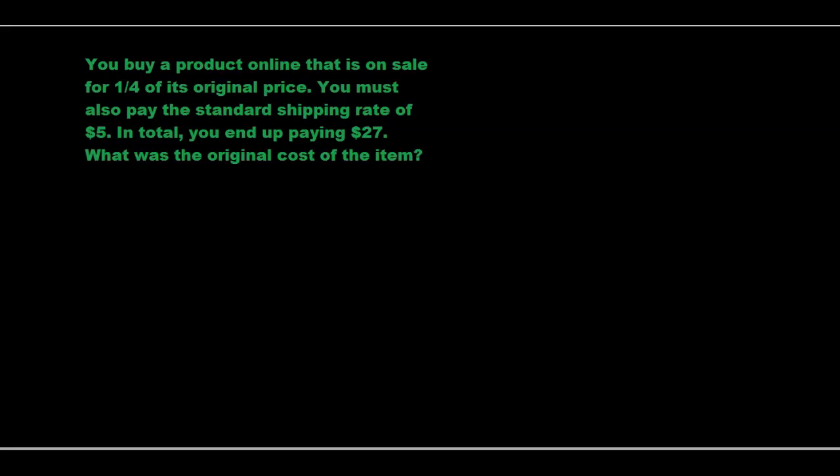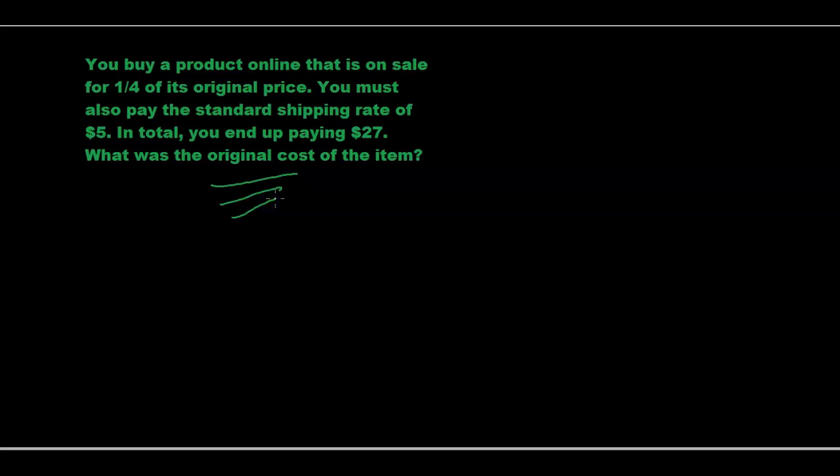All right, so let's read here. You buy a product online that is on sale for 1/4 of its original price. You must also pay the standard shipping rate of $5. In total, you end up paying $27. What was the original cost of this item? Okay, so we have an unknown here. What's the unknown which we are trying to figure out? That's the original cost of the item, okay?